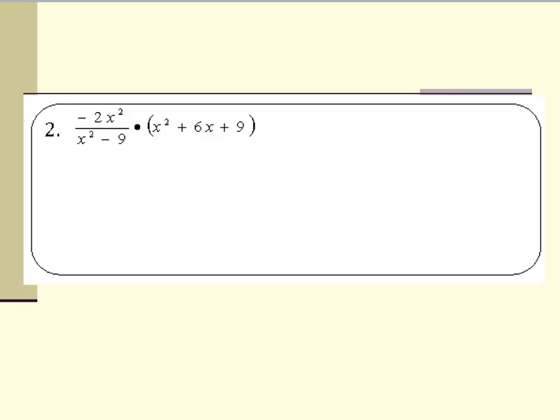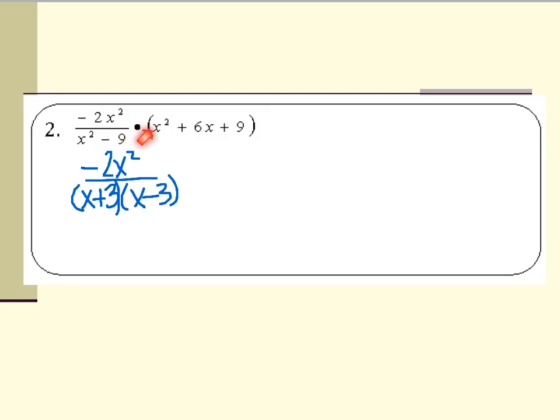Let's look at this next example. Let's follow our steps again. We first have to start with factoring. So if I factor this, the top, I can't factor anything out here. The bottom, x squared minus 9, well, this is the difference of two squares because they're both perfect squares. So my top stays negative 2x squared over, and the bottom factors to x plus 3 times x minus 3.